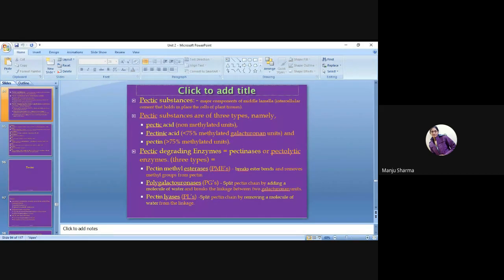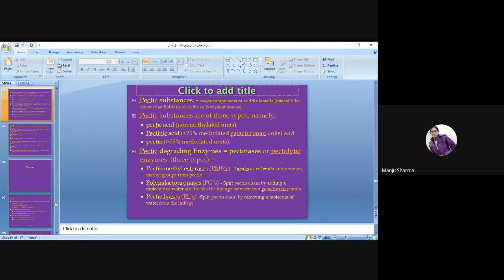Then polygalacturonase splits the pectin chain by adding a molecule of water and breaks the linkage between the galacturonan units. Then pectin lyase splits the pectin chain by removing a molecule of water from the linkage. And only when the bonds are broken can the pathogen enter inside the plant.